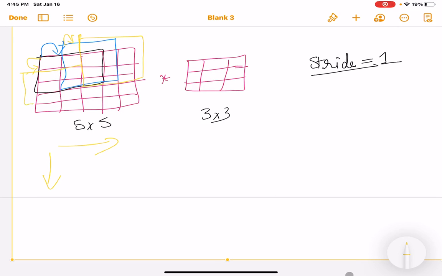So it would be something like this, right? And then the next would be here, and then it would be here, right? And after that, 1 more step below, and then it would be this particular local receptive field. So stride is again a common terminology when we deal with CNN. It is nothing but the size of the step the convolutional filters move each time.